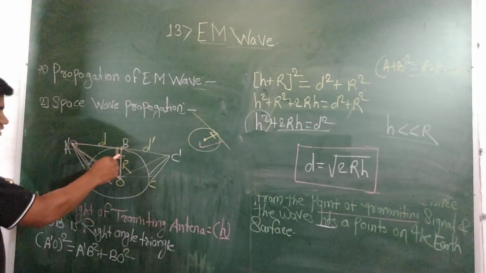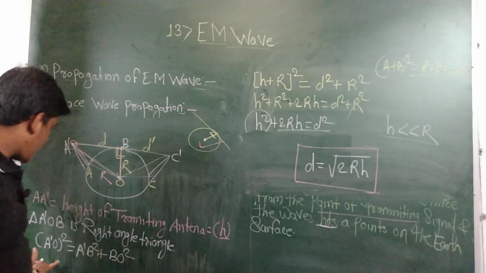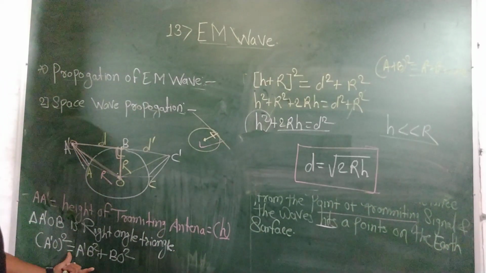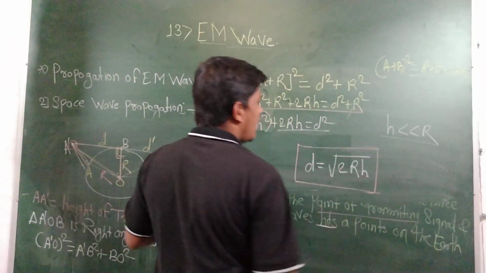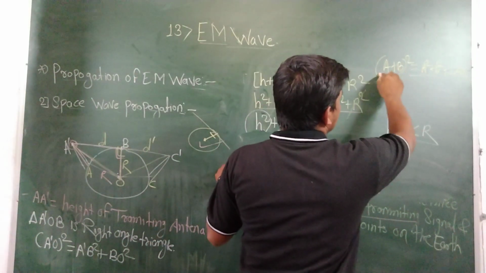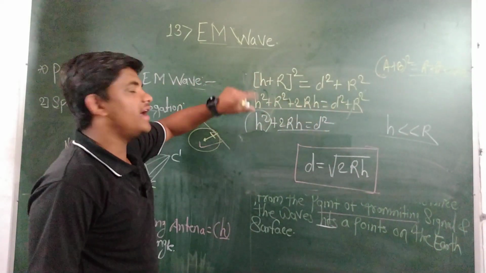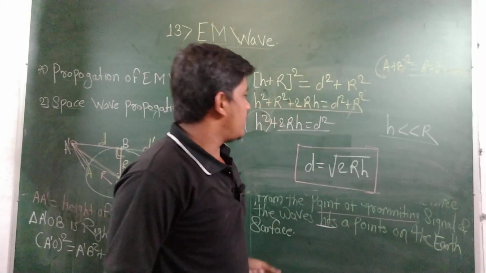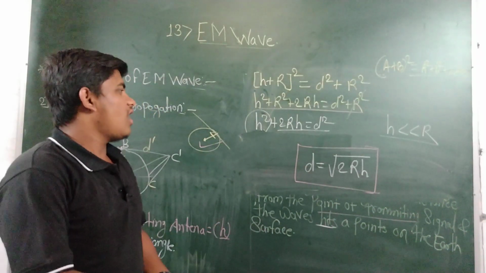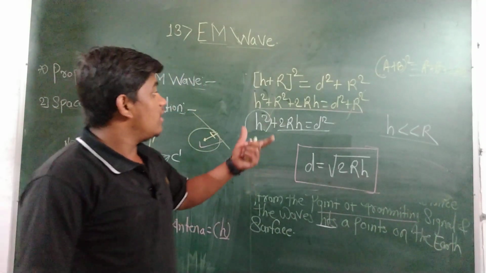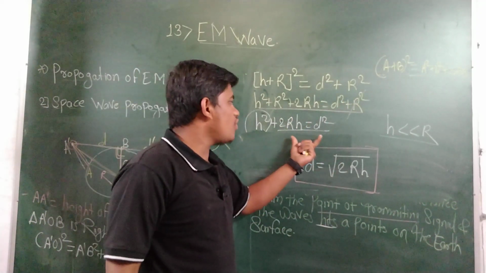Then A dash O and B form a right angle triangle, and I will use the Pythagoras theorem, that is A dash O square plus A dash B square, that is D, plus BO square, that is R. I will use another mathematical property here, (A + B) whole square is equal to A square plus B square plus 2AB. This is used here in the form of (H + R) whole square: H square plus R square plus 2RH equal to D square plus R square. The equal parts present on different sides of the equality sign I will cancel, that is R square will cancel, and the remaining term is H square plus 2RH equal to D square.